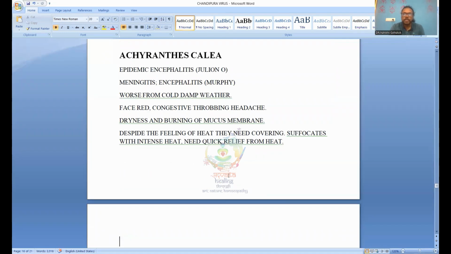Further, I have taken out some rare remedies that have specific action on encephalitis, also epidemic encephalitis. One of them is Acanthiscalia, which has epidemic encephalitis. Julian O has written this. Then meningitis and encephalitis, that is also written by Murphy. Worse from cold, damp weather. Now you are seeing there is rainy, damp weather around, so this remedy can be so much helpful.